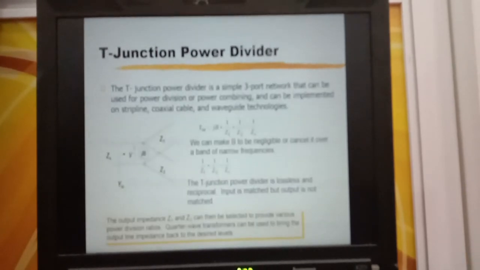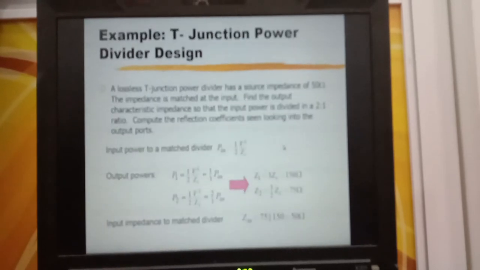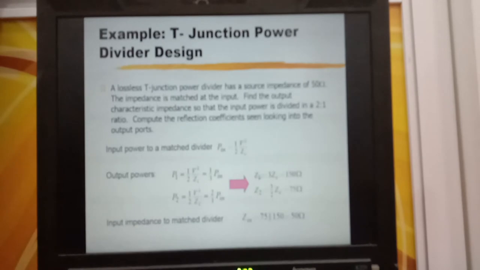Remember that the input impedance is given by the impedance Z1 in parallel with impedance Z2. So in this example, the impedance of output port number 1 is 150 ohm and the impedance of output port number 2 is 75 ohm. We get 75 ohm parallel with 150 ohm, which is equal to 50 ohm. That means we have an impedance match to the input impedance of 50 ohm.